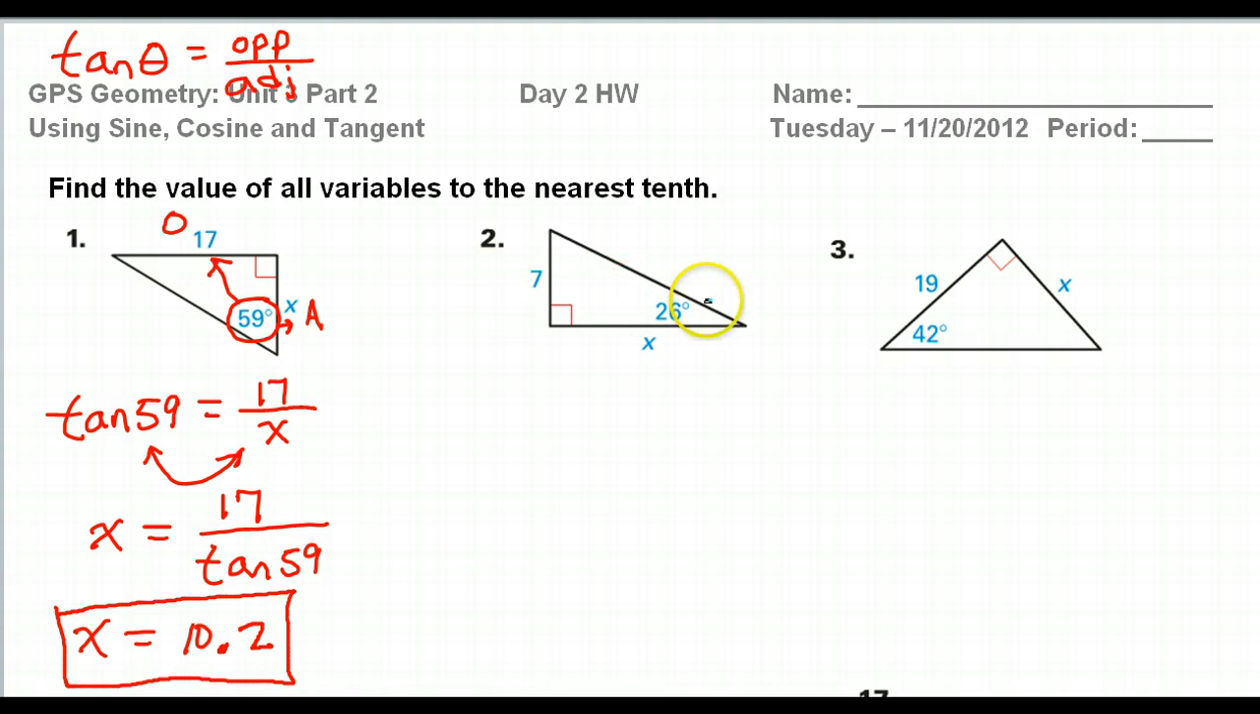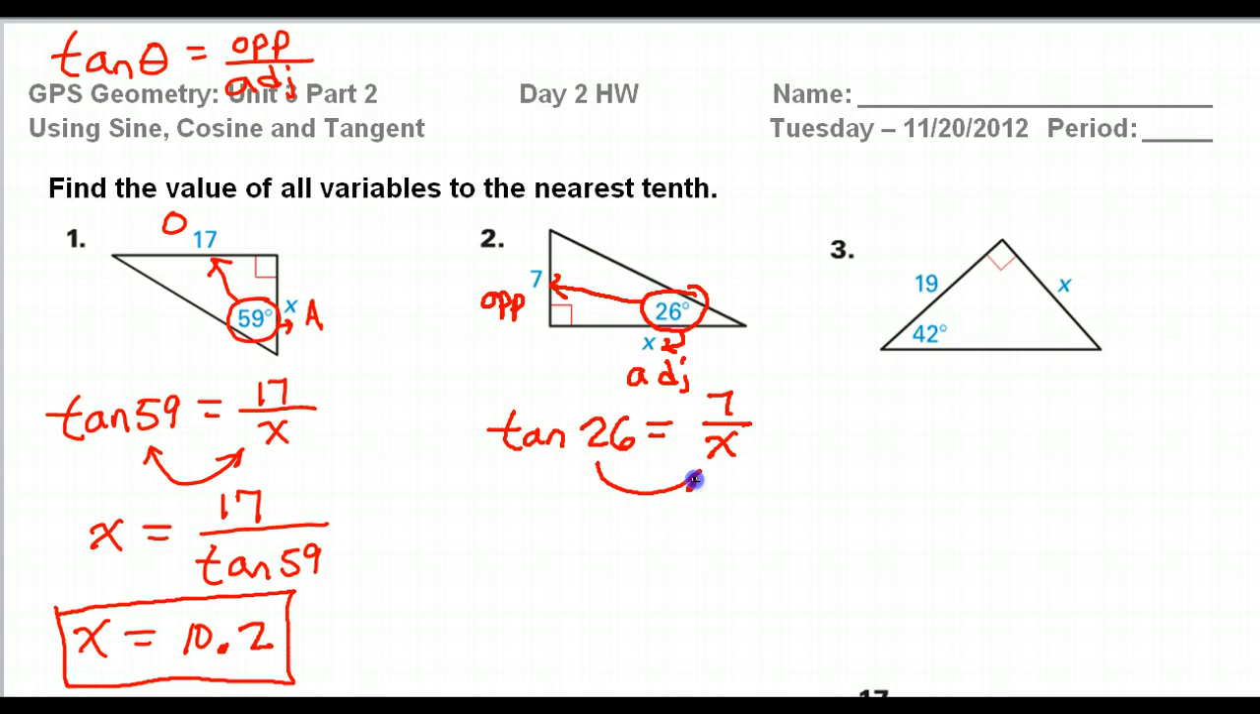Alright, number two. Start with the angle. From the perspective of this angle, 7 is the opposite leg, and x is the adjacent leg, far and near. So again, that tells us we're going to use the tangent function. Tangent of an angle is opposite over adjacent. So tangent of 26 degrees should equal 7 over x.